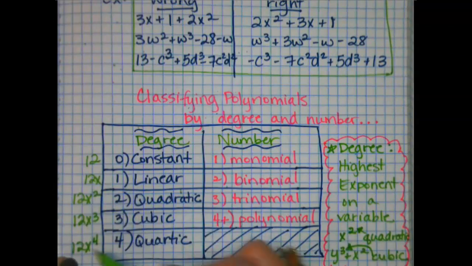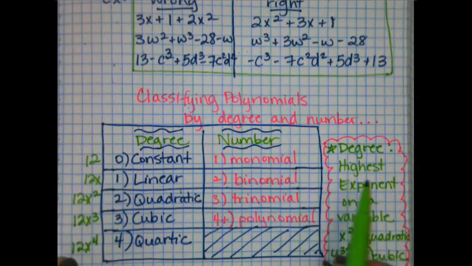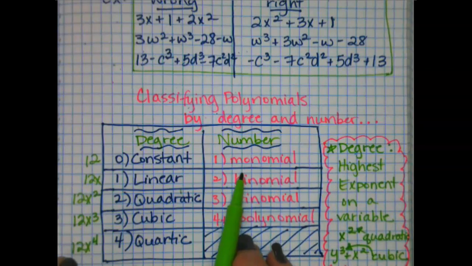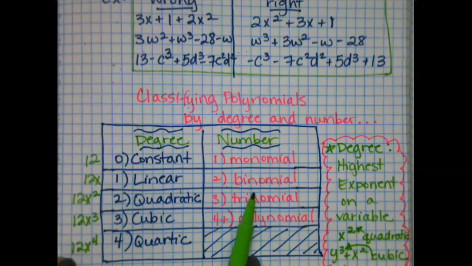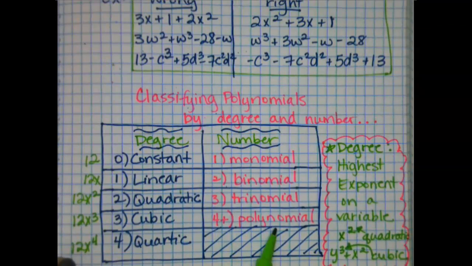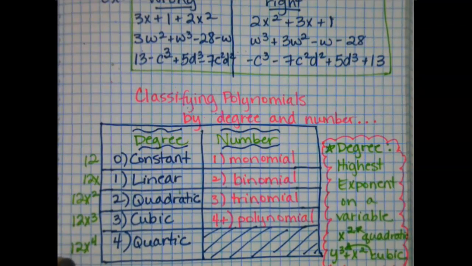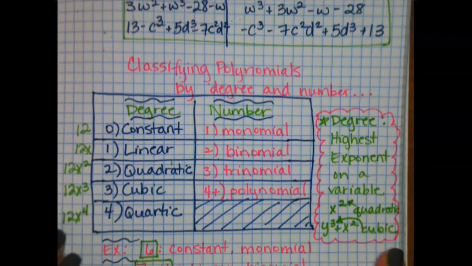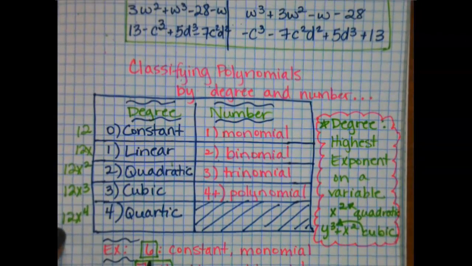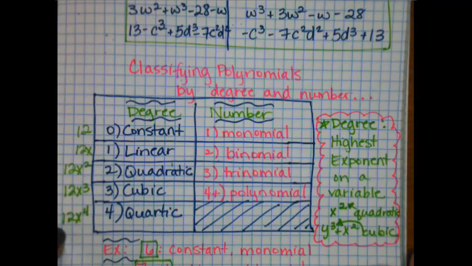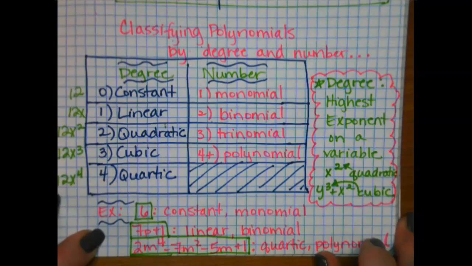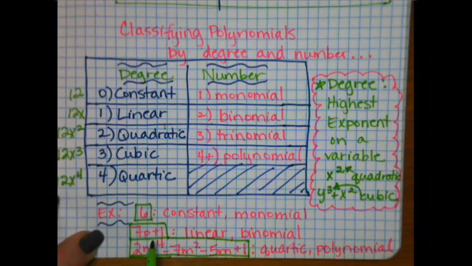These are by degree. Then you could also classify by number of terms. So a monomial has only one term, a binomial has two terms, a trinomial has 3 terms, and anything with 4 or more terms is a polynomial. So let's look at classifying a couple of examples. If I just have the number 6, it's a constant and it's a monomial. There's only one term and it's just a number all by itself.